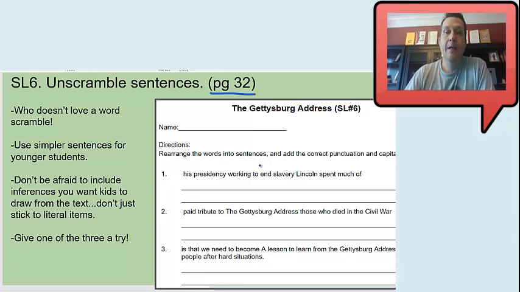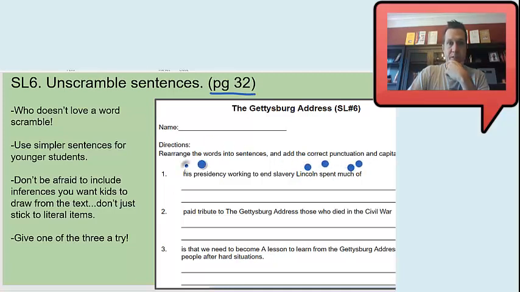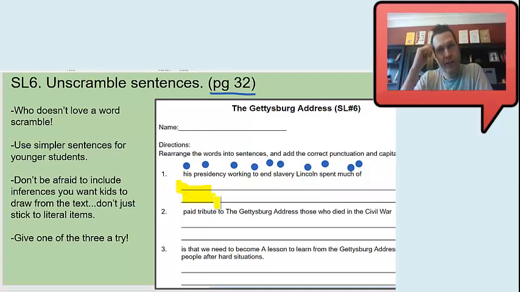Then you can scramble it a bit more if you'd like to, but in this one you can see "his presidency, working to end slavery, Lincoln spent much of." So obviously on this one, the students are going to have to unscramble that sentence to make it make sense. And in this case, we're going to say, "Lincoln spent much of his presidency working to end slavery." And obviously kids are going to have to rewrite the sentence here, and they're going to have to use capitalization and punctuation.